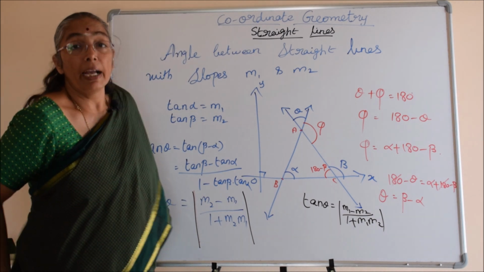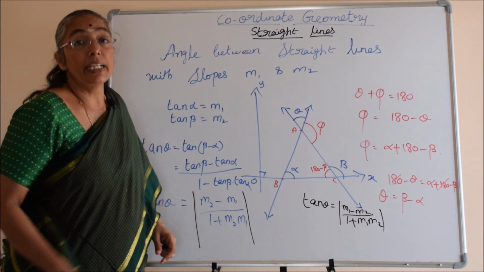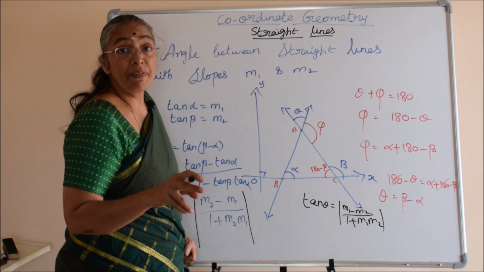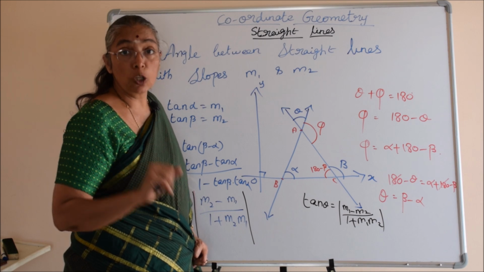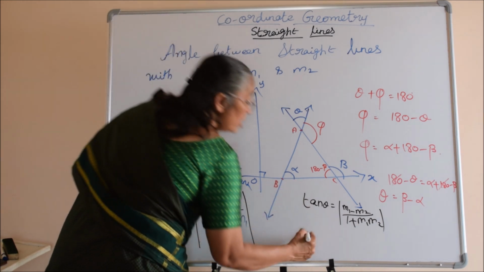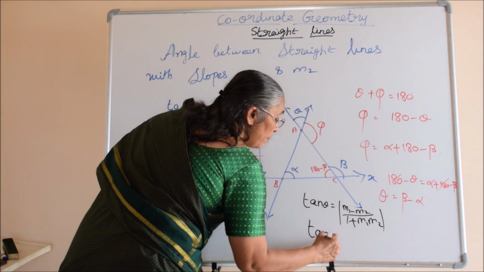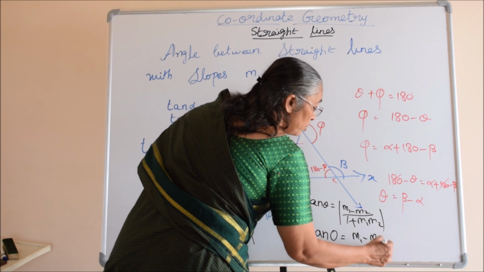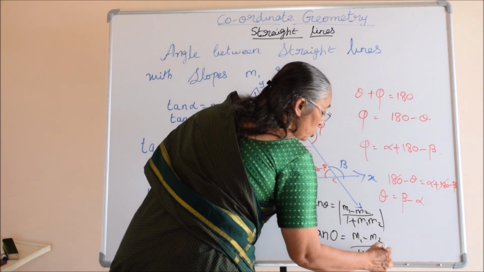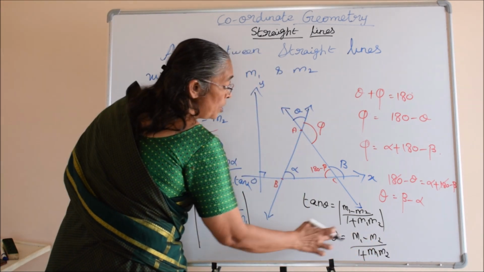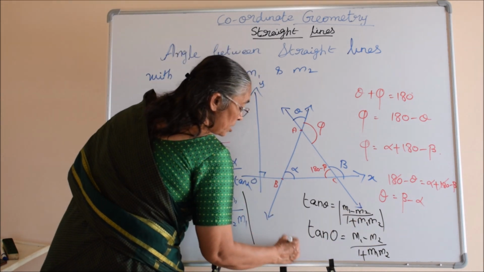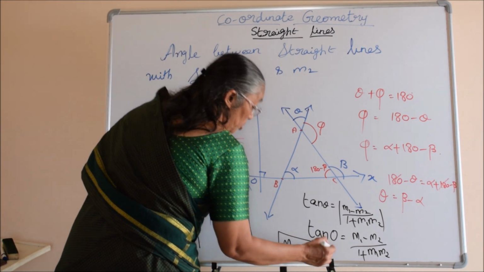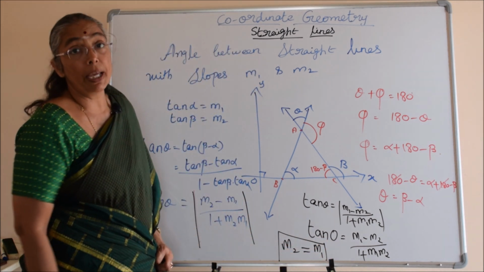When the two lines are parallel, the angle between them is 0. The condition we learned is that when two lines are parallel, their slopes are equal. Shall we check? Tan 0 is equal to m1 minus m2 by 1 plus m1 m2. Tan 0 is 0, so m1 minus m2 is 0, which implies m1 is equal to m2. This is the condition for the two lines to be parallel.